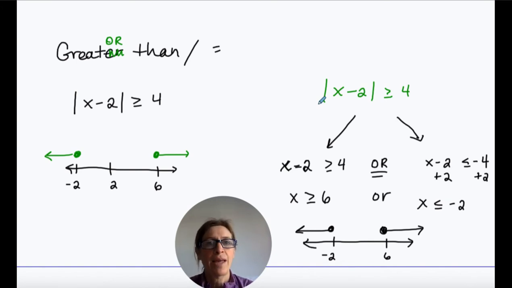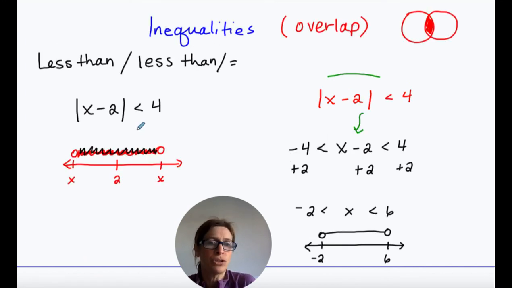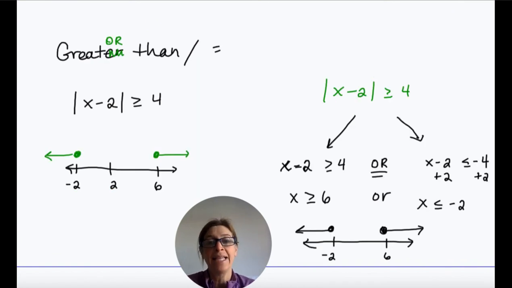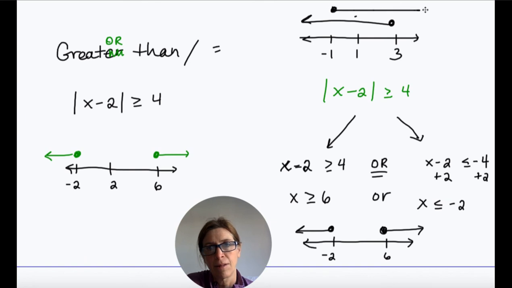Now, it is important to know that there are situations where you can get an all real numbers or a no solution. So if I have a less than or equal to, and it's supposed to be everything in between, but my inequality doesn't overlap, it would be no solution. Just like if I had an or inequality and like my answer worked out to be something like this, then that would be all real numbers because every single number on the number line could satisfy the inequality.